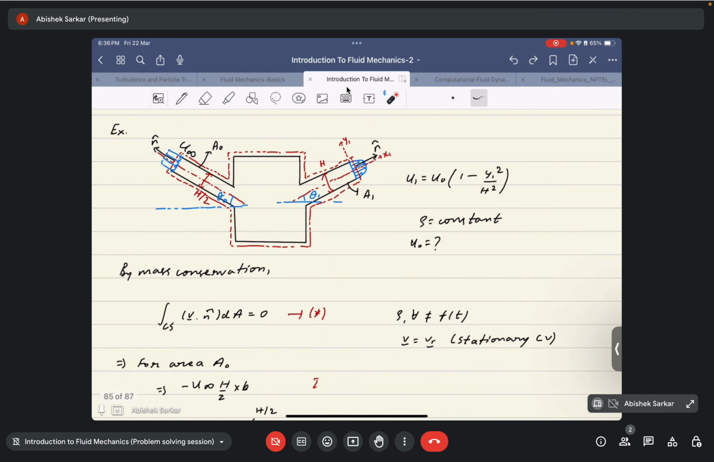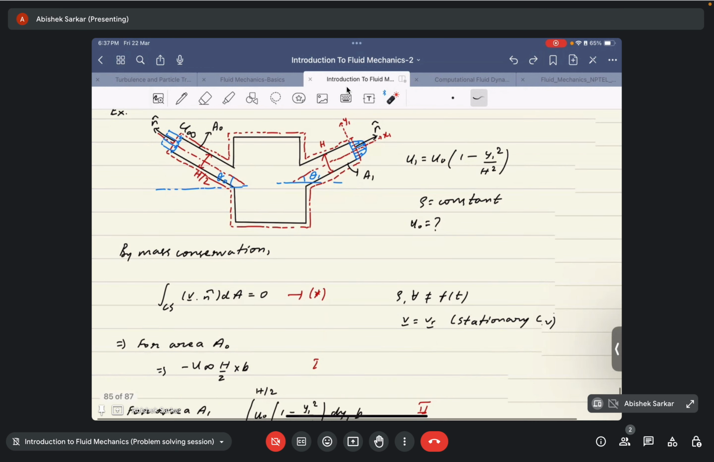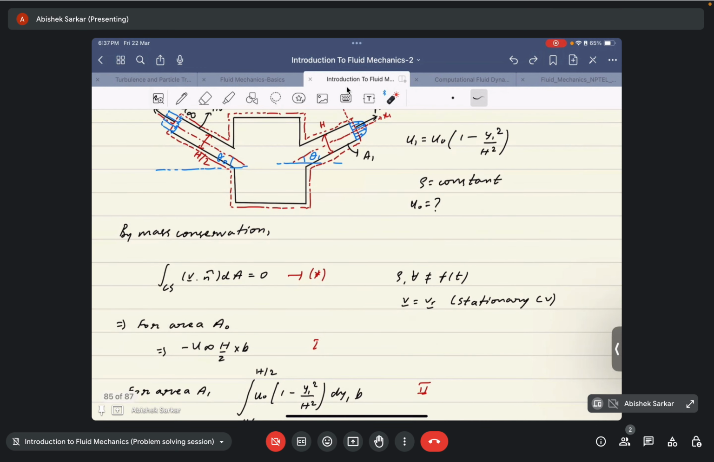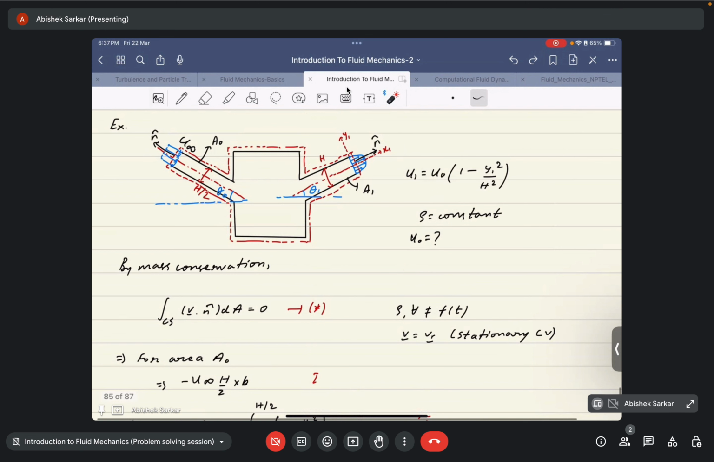for the area at the inlet, the net volume flow rate would be given by minus u infinity h by 2 into b. Why minus? Because the direction of the velocity profile, or the direction of the net velocity, is against the direction of the normal vector of the particular area. And that's why the negative sign.